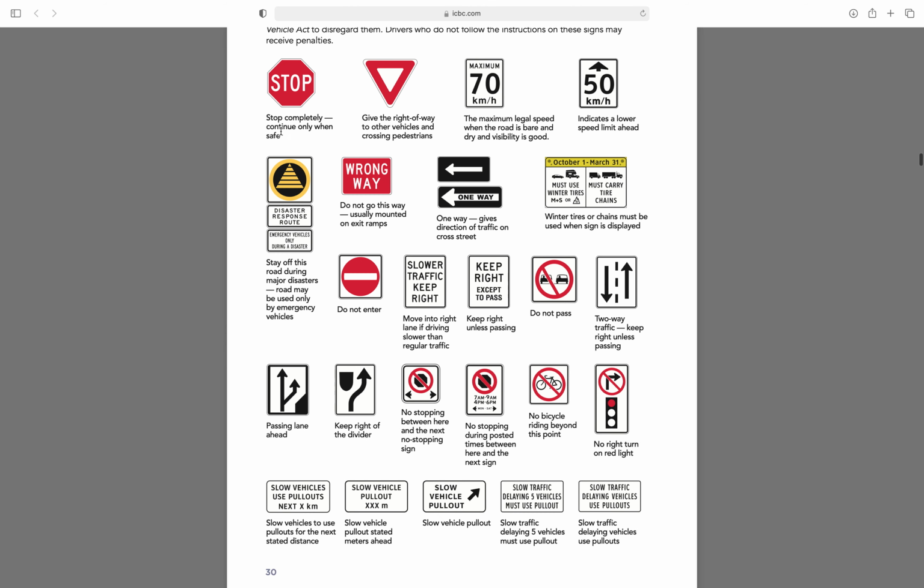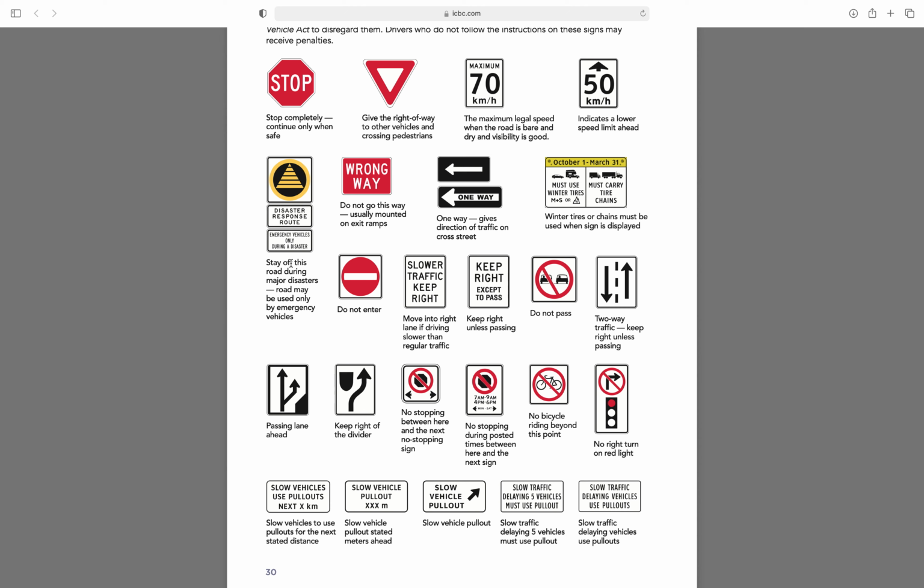So here's the stop sign: stop completely, continue only when safe. The yield: give right of way to other vehicles or pedestrians. Speed limits: so you want to stay around the speed limits that are posted here. And then they'll do this kind of sign when there's a speed change. So say it's 70 right now, but then coming up it's 50. And then there will be a secondary sign after the sign that looks like this that says 50. So basically this is kind of like the safe zone where you slow down to the speed that's posted here, or speed up to the speed that's posted.